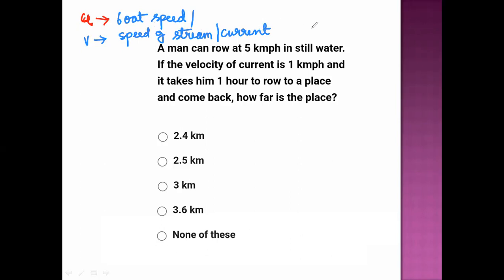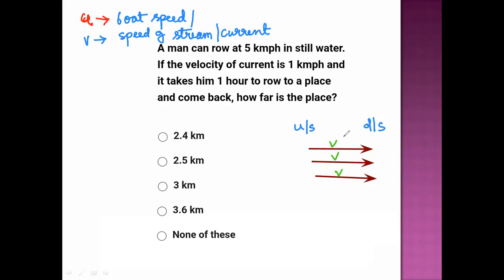Now, we have the upstream side as well as the downstream side, and water always flows from upstream to downstream. Therefore, the speed of the stream is always directed from upstream to downstream. This will be v, the speed of the stream.